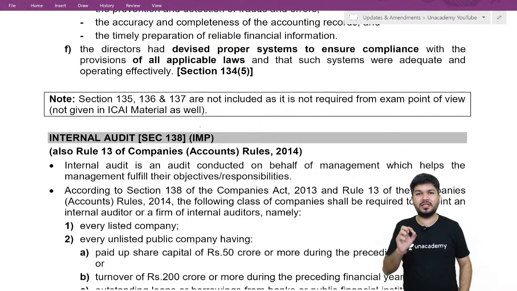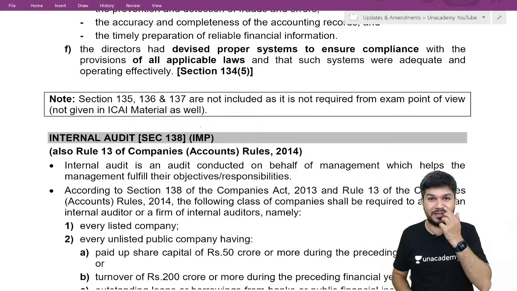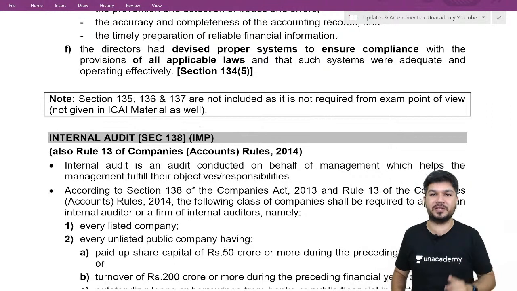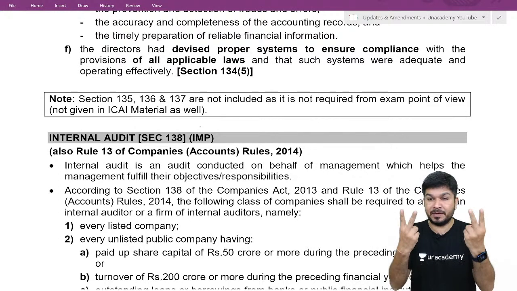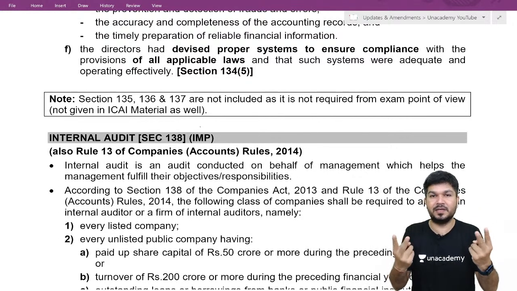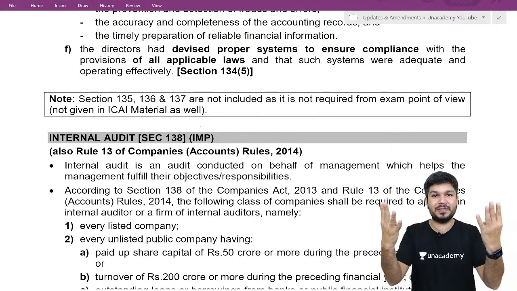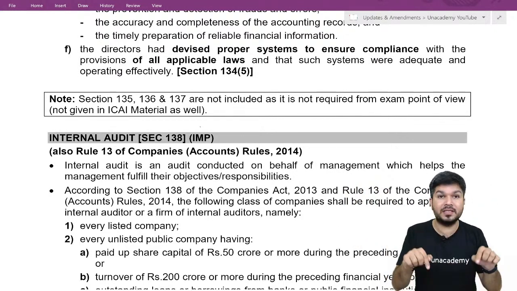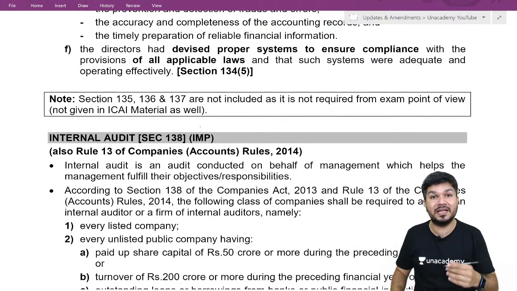Okay, internal audit is an audit conducted on behalf of management that assists the management in fulfilling their objectives. We know there are so many responsibilities or objectives of management, like timely preparation of financial statements, prevention and detection of frauds and errors, selecting proper accounting policies, applying them consistently, making estimates and judgments which are prudent. They are all responsibilities of management. Internal audit is an audit conducted on behalf of management. It helps the management fulfill their responsibility.